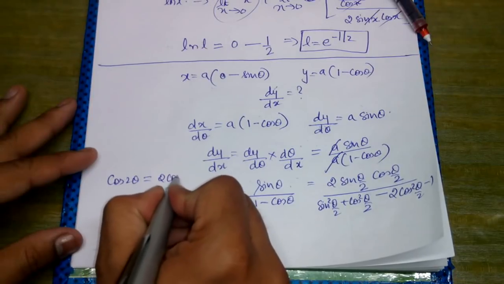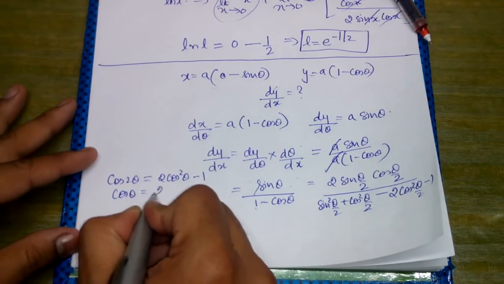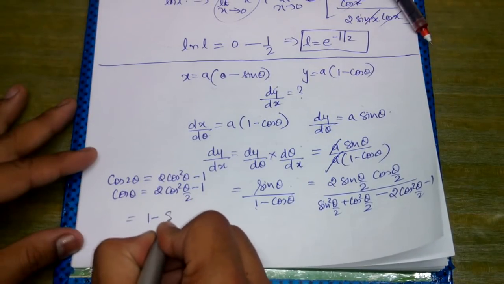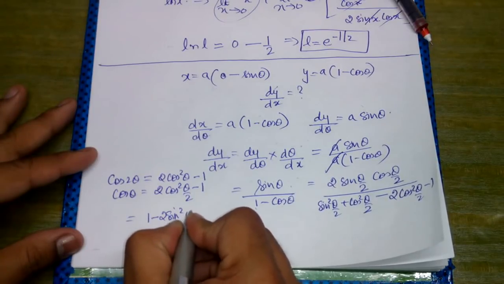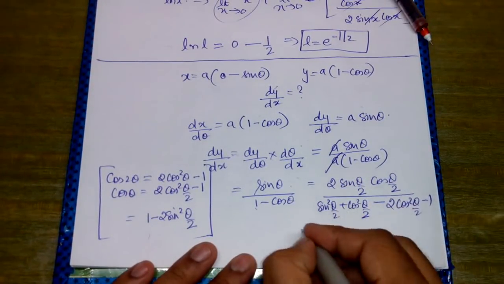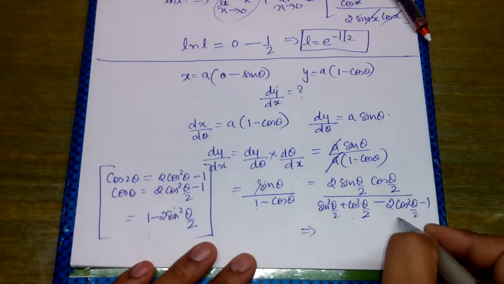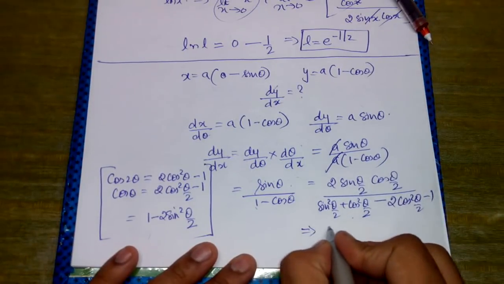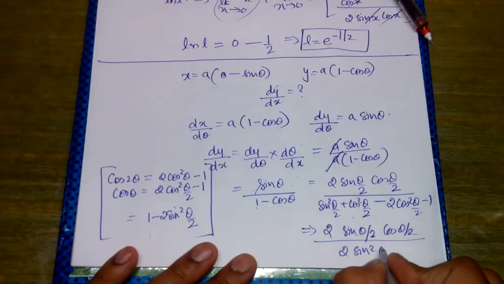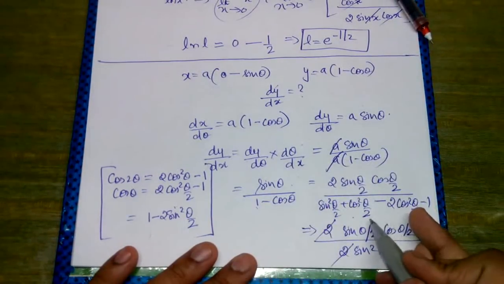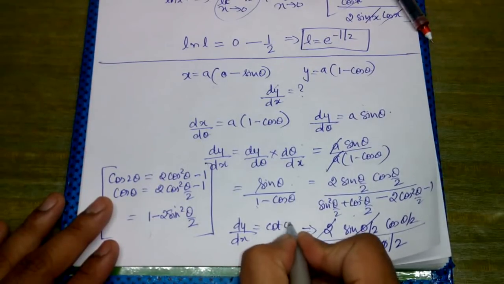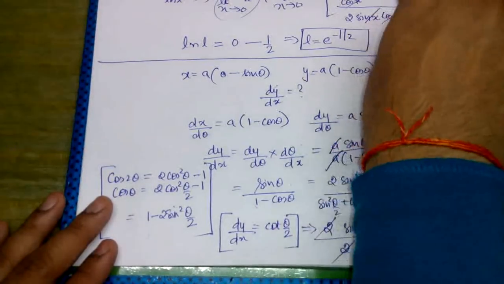Cos 2 theta is equal to 2 cos square theta minus 1, and if we are writing cos theta then it would be 2 cos square theta by 2 minus 1, and this is also equal to 1 minus 2 sine square theta by 2. So we have to remember this identity. Now further if we solve, after simplification we will obtain 2 sine theta by 2 cos theta by 2 upon 2 sine square theta by 2. So 2 gets cancelled out, one sine theta by 2 cancels, and we obtain cot theta by 2. So dy by dx is nothing but cot theta by 2. So this is the answer for this question.